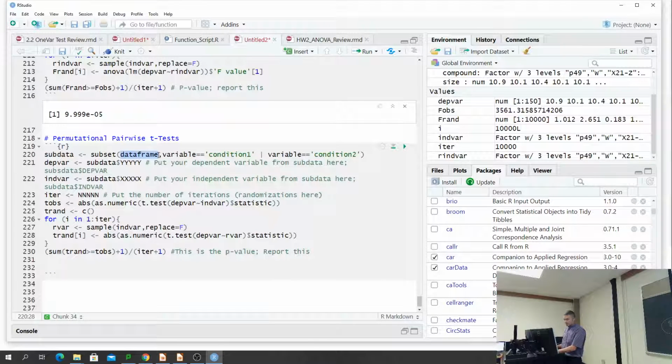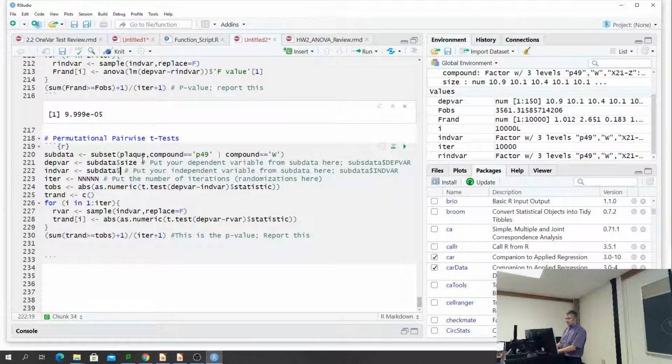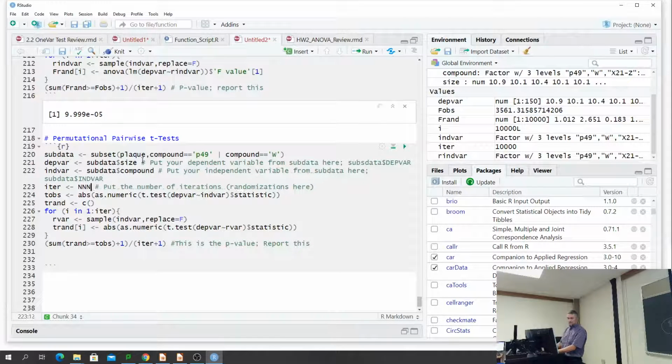So the subset that we are running is on our plaque data frame. The variable is going to be compound. That's what we're selecting on. All right. So compound for both of these. And then we've got P49. That's one. And then the other one is capital W. All right. So that created our subset. That was subdata. And then we're specifying our dependent variable, that is size. Our independent variable is compound. And I want to run 10,000 iterations. All right, so I know that's going to work.